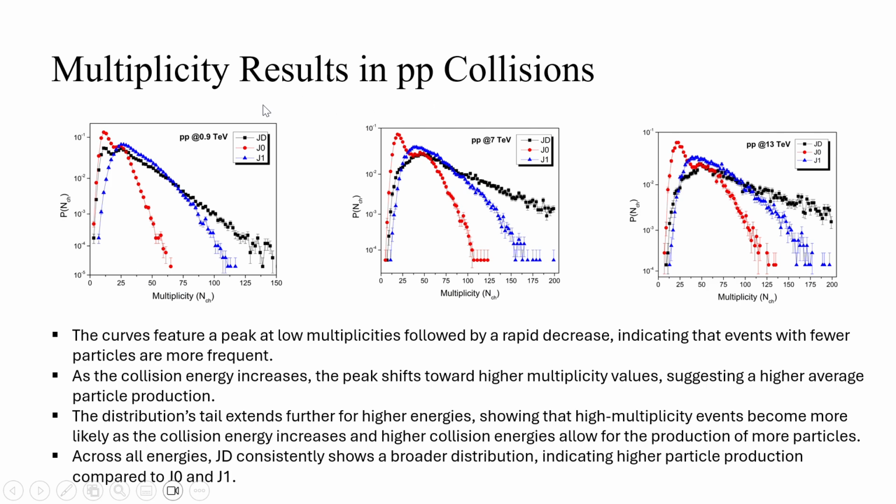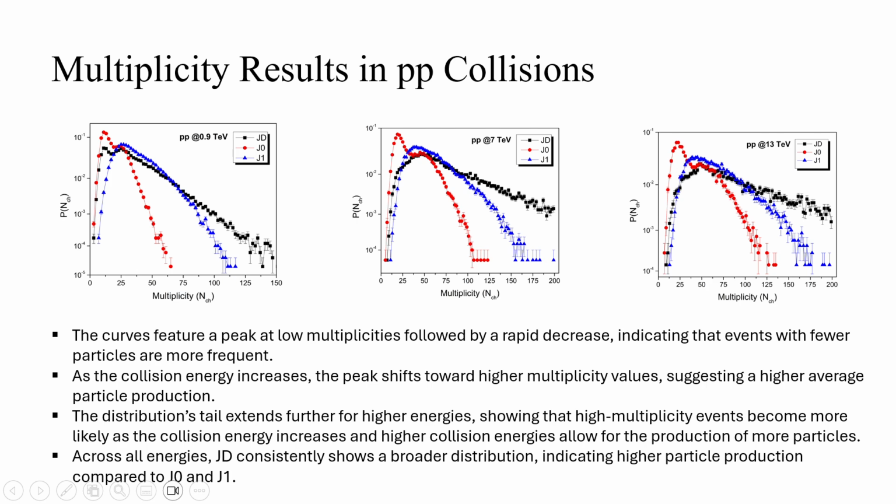As you can see, the curves feature a peak at the lower multiplicities. This peak is at roughly 10, here it is about 12, and this one is at about 20. Similarly, as you go forward there is an increase in multiplicity, but the peaks are at lower multiplicity values, and as you go further to higher multiplicity you can see there is no peak.